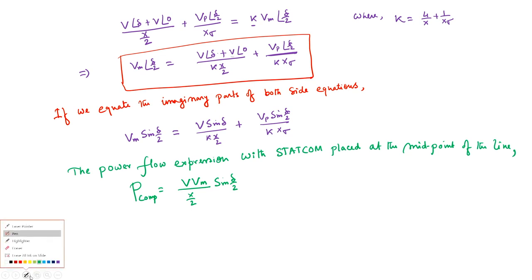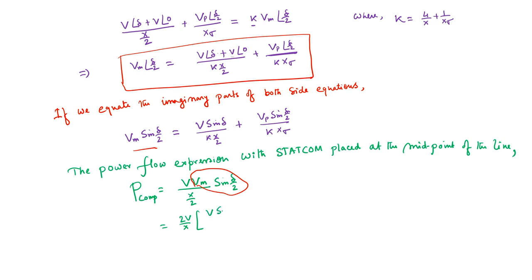Now, we already derived the expression for Vm sin delta by 2. If we replace it, then what will we get? We will have 2 V by x outside, multiplied by V sin delta divided by k x by 2, plus V p sin delta by 2 divided by k x sigma. Now, if you multiply this, there will be 2 in the denominator, so there will be 4 V square sin delta divided by k x square.